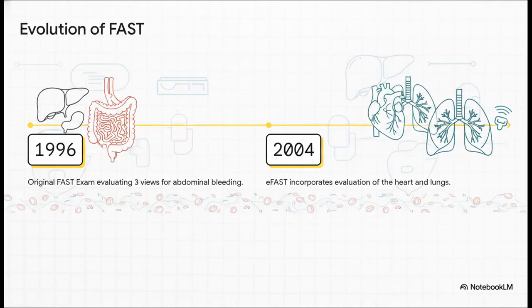To really appreciate this tool, we have to look at how fast things have changed. Medicine went from just checking the abdomen back in 1996 to a much more comprehensive protocol in 2004. Thanks to some landmark studies, researchers proved that ultrasound could reliably diagnose pneumothorax, hemoperitoneum, and pericardial effusions. So the extended FAST, the eFAST, was born.